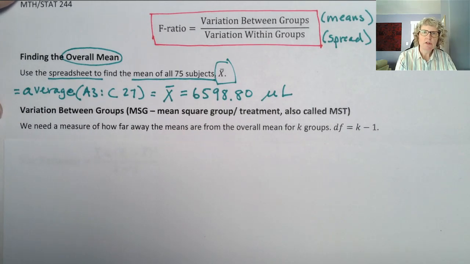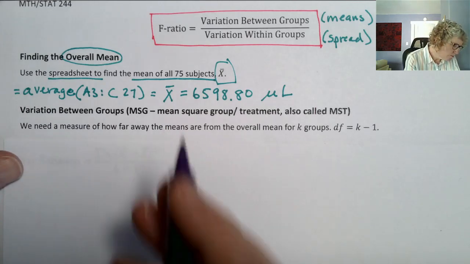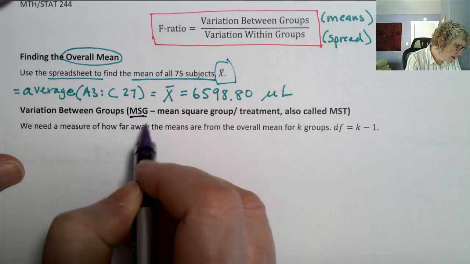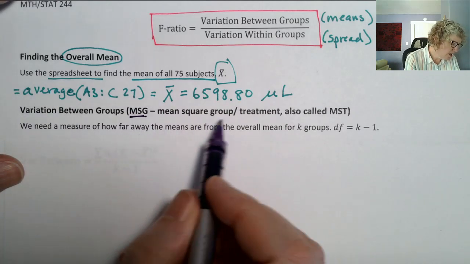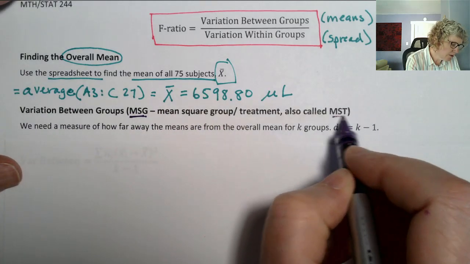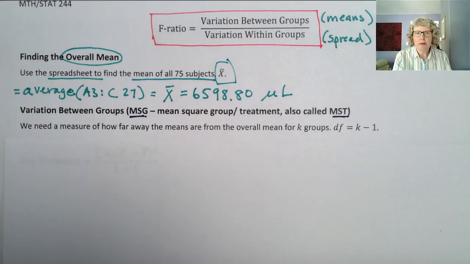So this is the variation between, the top number, and you'll see that we're going to use the word MSG later on. There is a lot of vocabulary for this, so I don't want to emphasize that at first very much and just focus on the process and then work on the vocabulary. But in different books you'll see MSG or MST.